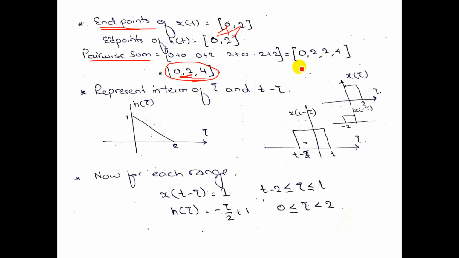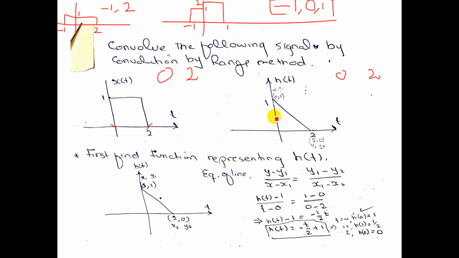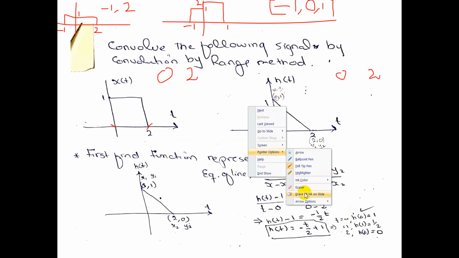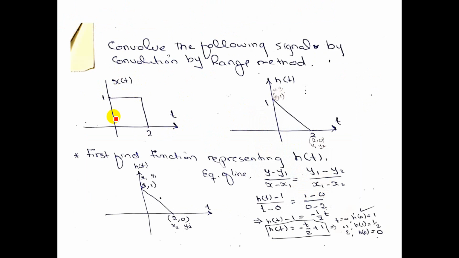So this was the first step in the convolution. The second step is we will use the formula here. Now what we have, we have 2 signals here, x of t and h of t. As per the formula, this is simple here.